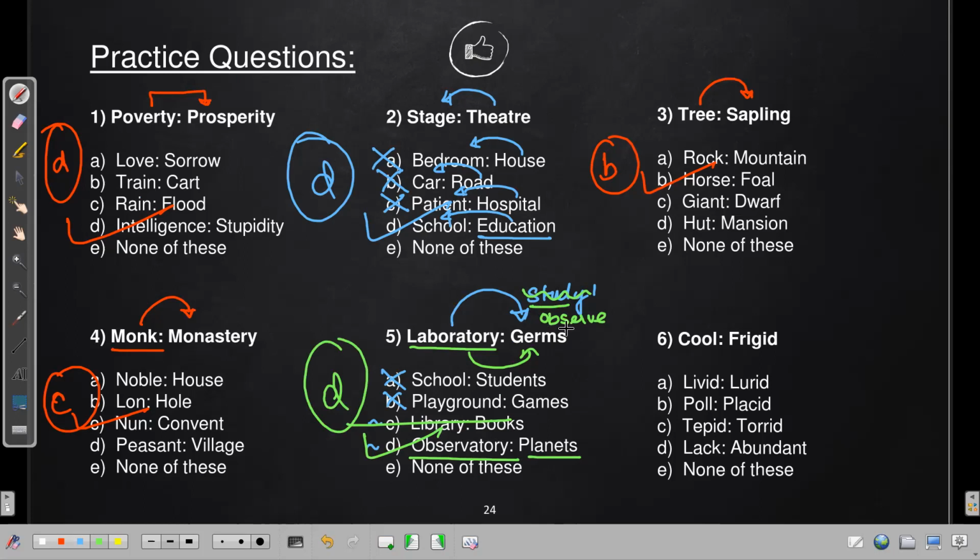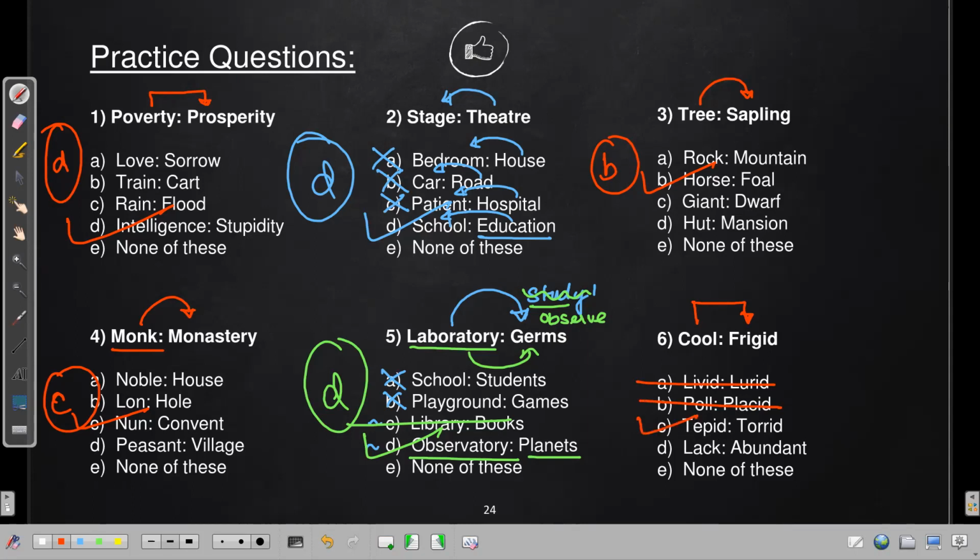So be careful how you construct. If you've narrowed it down, refine it, tune it. I think cool and frigid was a degree example. So cool to an extreme degree becomes frigid. So livid and lurid is not. Livid is extremely angry, lurid is not. Pale and placid is not. Tepid and torrid will become the correct one.